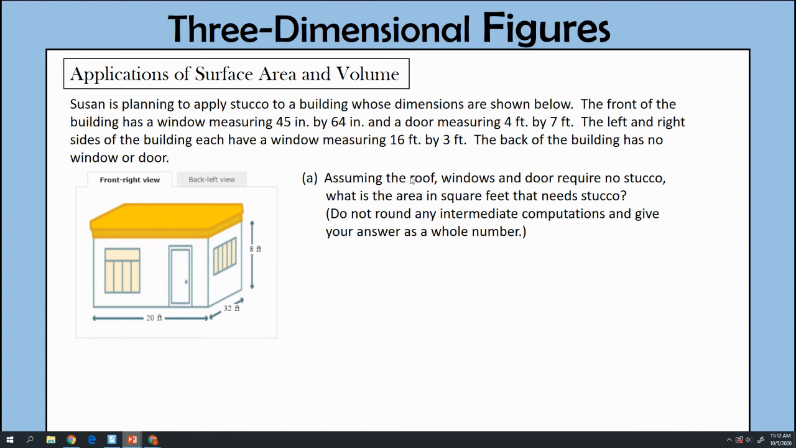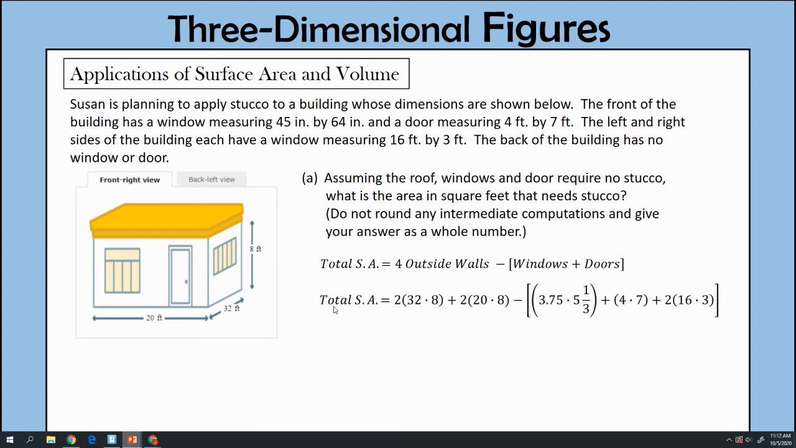Okay, assuming the roof, windows, and door do not require stucco, what's the area in square feet that we're going to apply stucco to in this house? Okay, so the way we're going to do it in general is we're going to find the surface area of the 4 outside walls and then subtract the areas for the windows and doors.